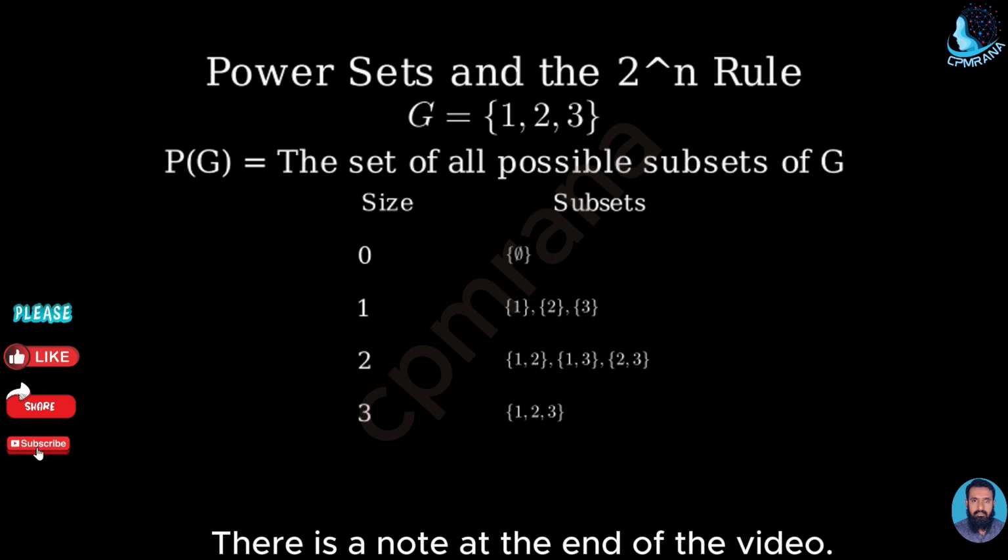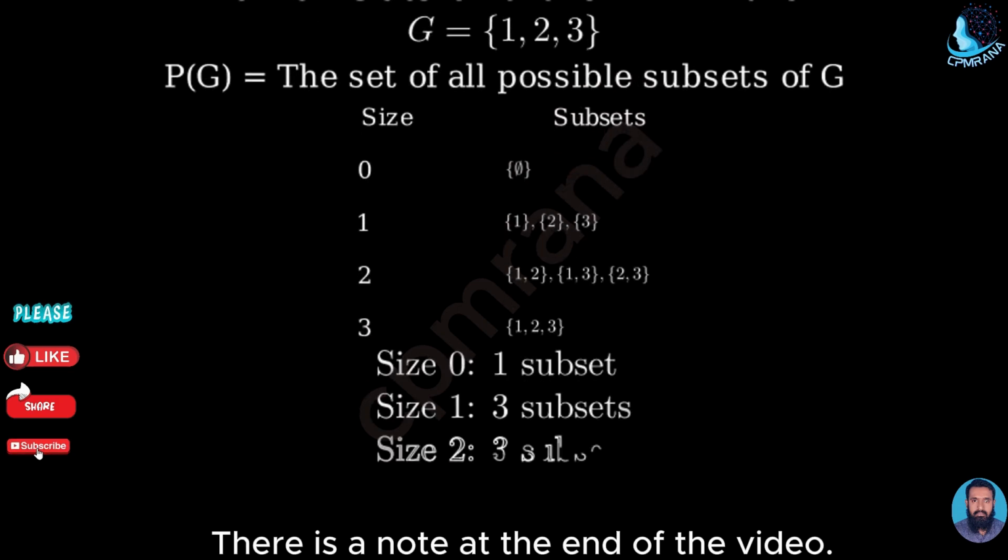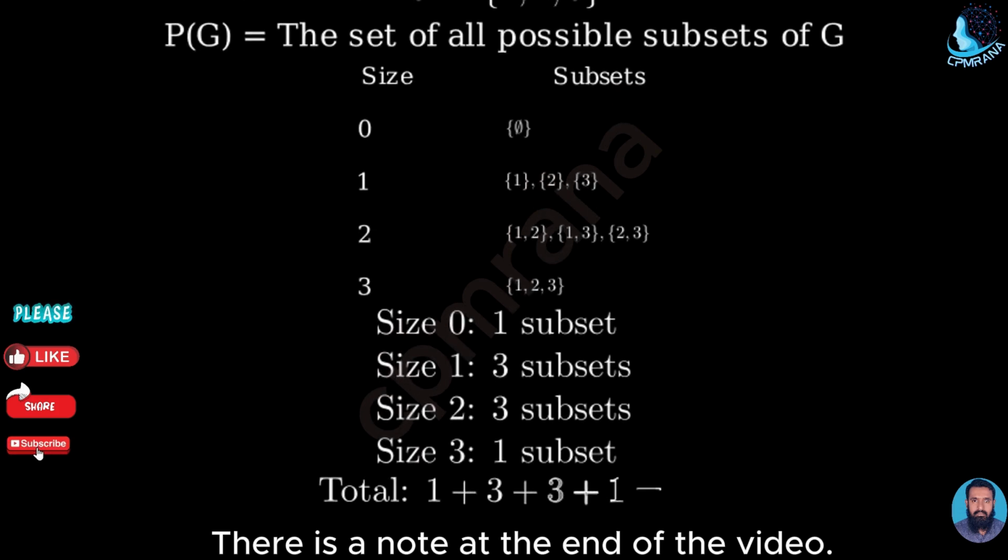Now, let's count the total number of elements in P of G. We have 1 subset of size 0, 3 subsets of size 1, 3 subsets of size 2, and 1 subset of size 3. Adding these up, 1 plus 3 plus 3 plus 1 is equal to 8 total elements in P of G.